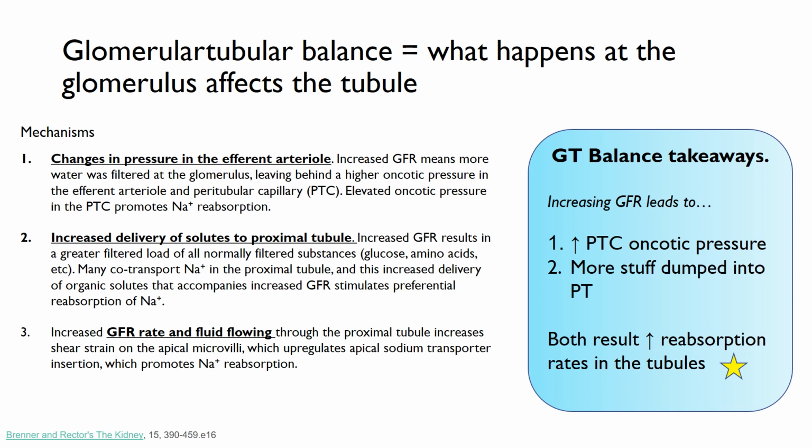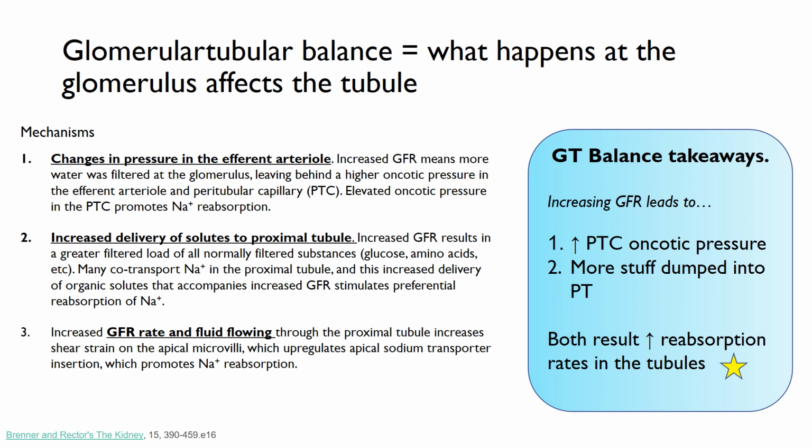Changes in pressure that increase GFR result in an increased oncotic pressure in the peritubular capillaries. If you're scratching your head right now, go back to that slide at the beginning of the lecture that had that graph of filtration fraction. If you increase filtration fraction, what happens to the oncotic pressure within the efferent arteriole and then subsequently the peritubular capillary? As peritubular capillary oncotic pressure rises, simultaneously more stuff is getting dumped into the proximal tubule. Together, that results in increasing reabsorption rates within the proximal tubule.